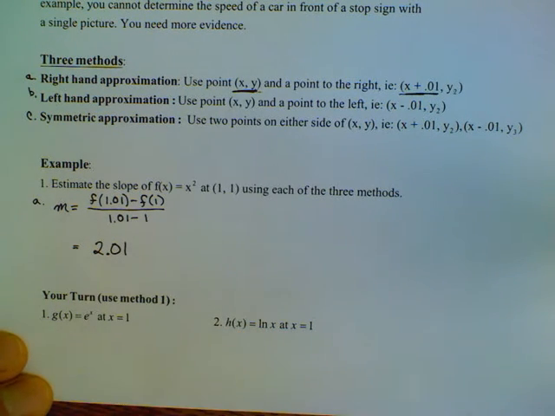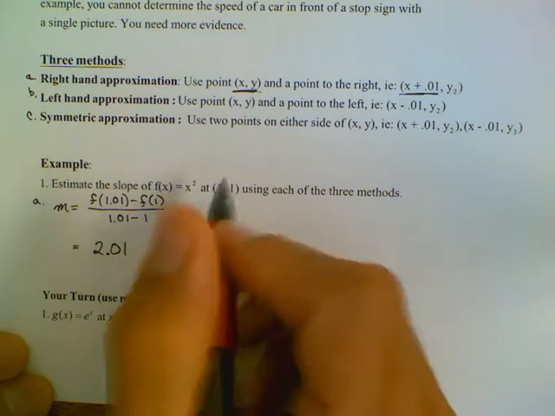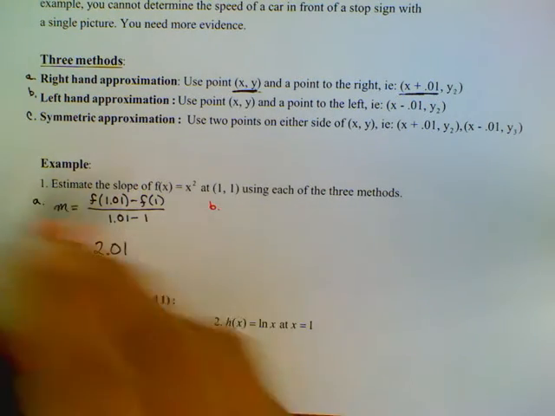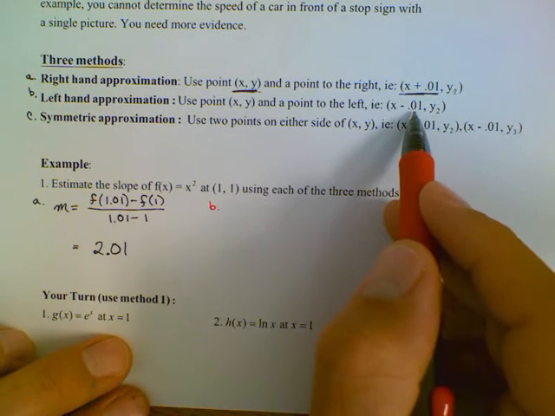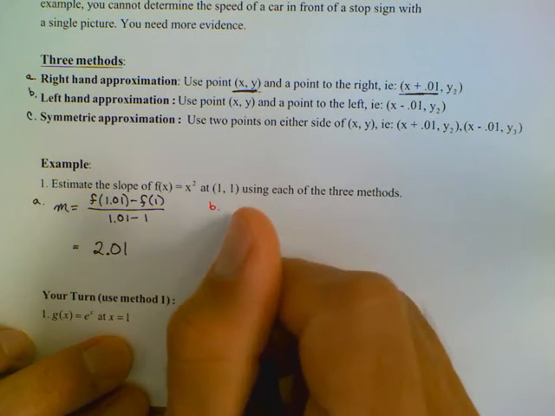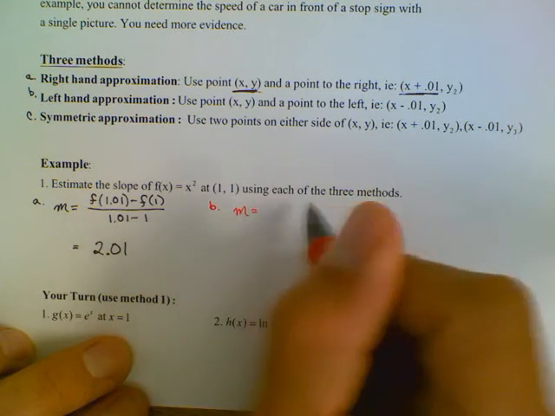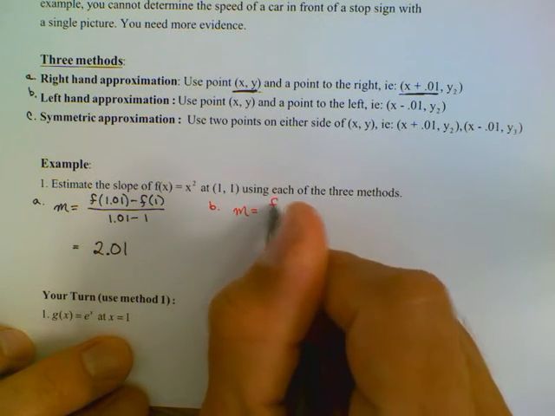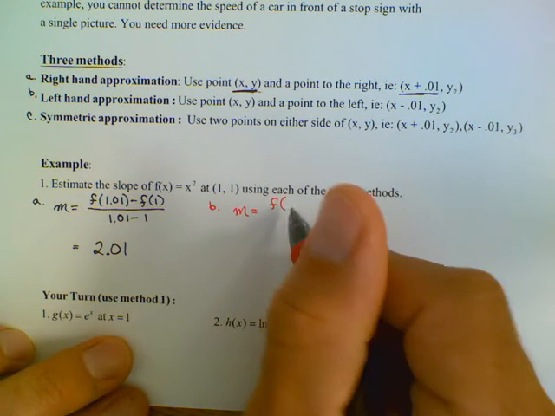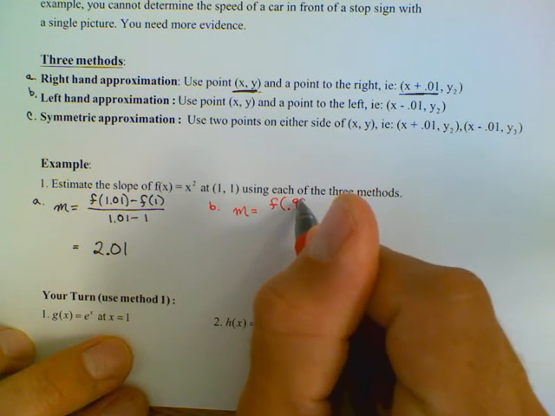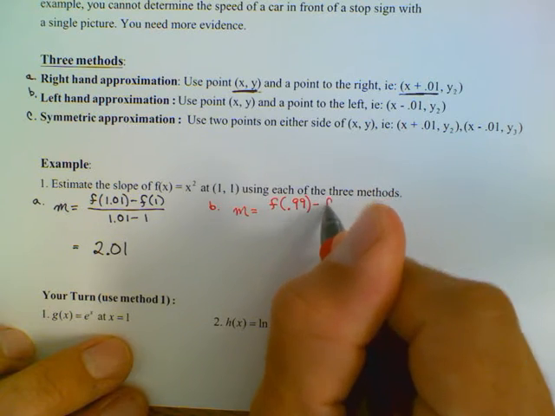Okay, so let's go on to option B. Option B says you can do a left-hand approximation, so go a little bit to the left. So in this case, I could do slope equals f of, well, if I took 0.01 off, then that'd be function at 0.99 minus function at 1.